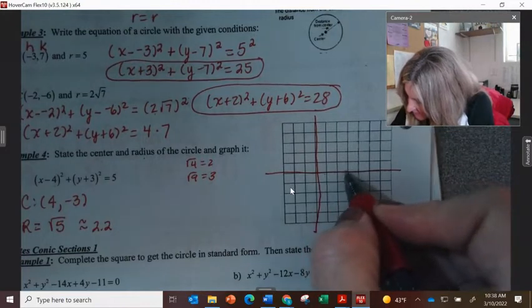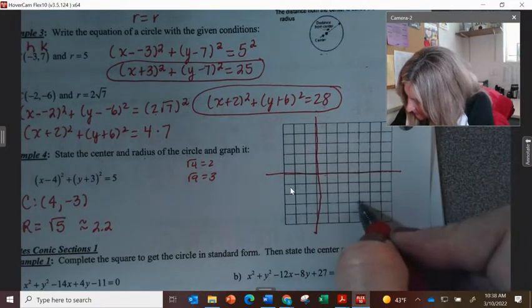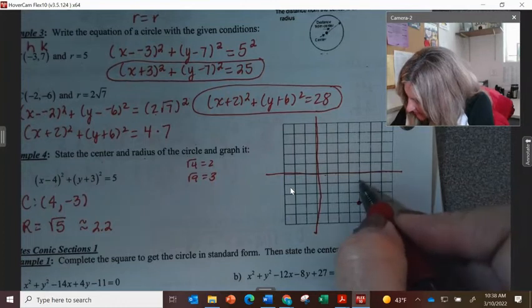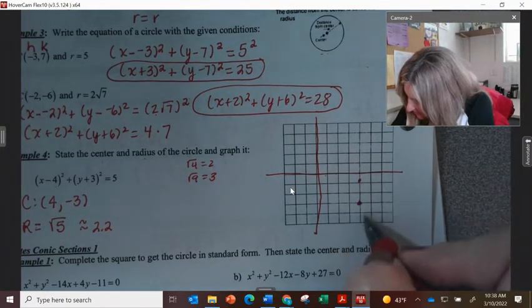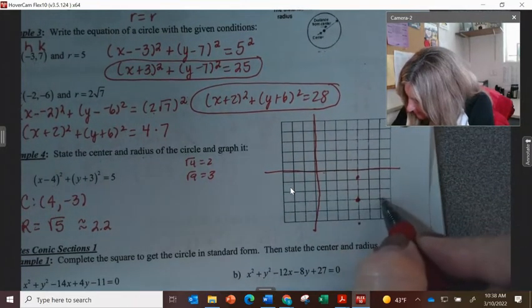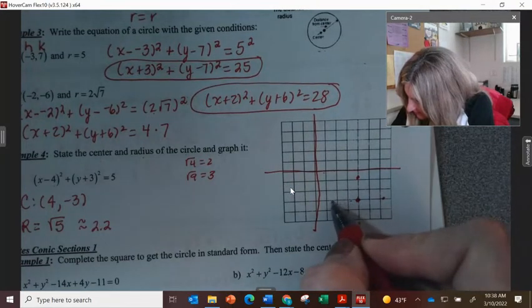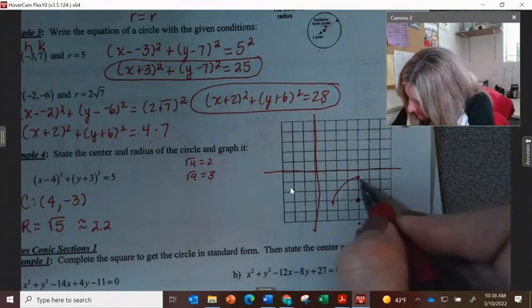So we're at 1, 2, 3, 4, 1, 2, 3. There's our center. And then I'm going to go out about 2.2 units. Up, down, right, and left. And create my circle.